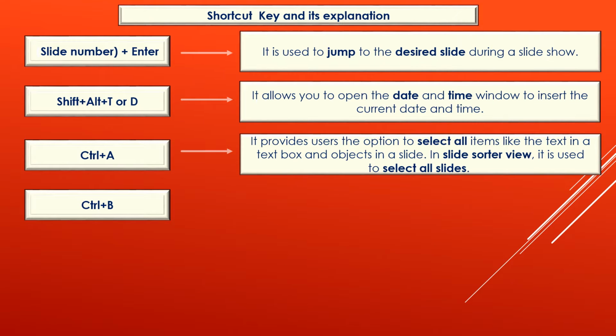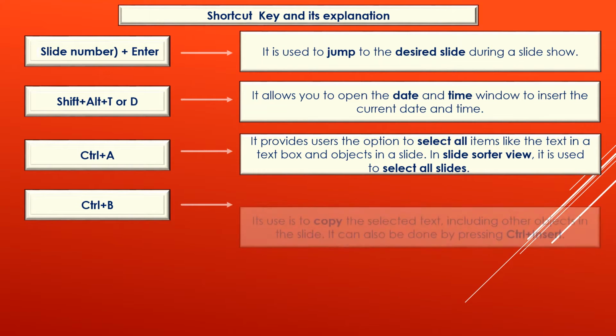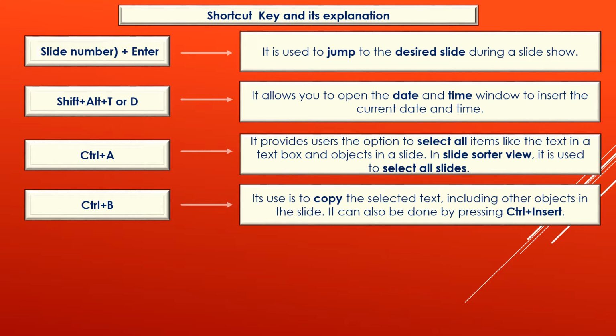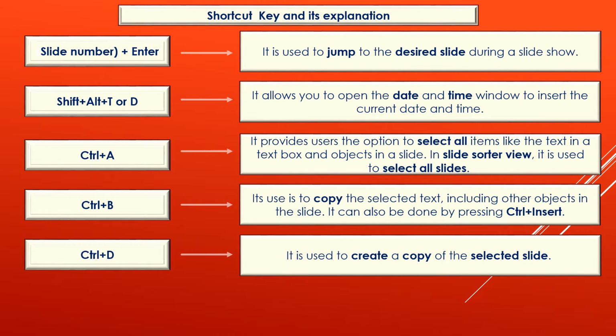Ctrl plus C. Its use is to copy the selected text, including other objects in the slide. It can also be done by pressing Ctrl plus Insert. Ctrl plus D. It is used to create a copy of the selected slide.